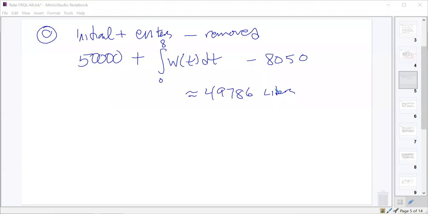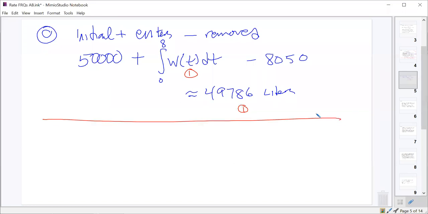And that one was worth 2 points, 1 for using this integral and 1 for the final answer. Good or no? Any questions or issues with that?